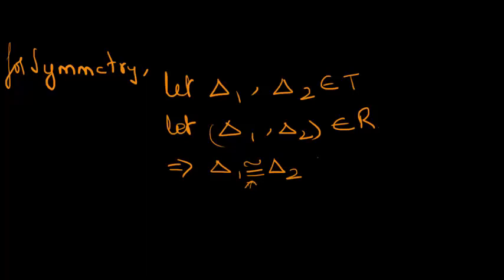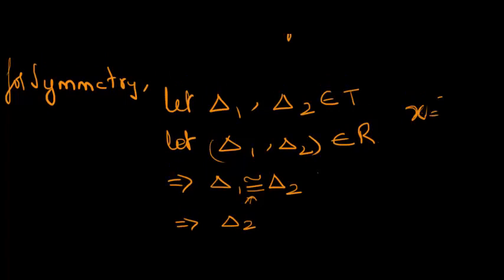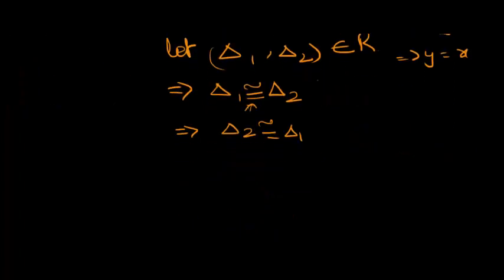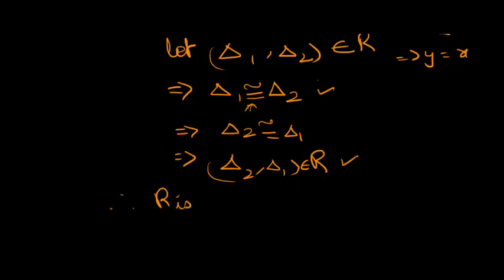If the first triangle is congruent to the second, or if the first triangle is equal to the second, then the second is equal to the first. Simply means that x is equal to y implies y is equal to x. So, triangle 2 is congruent to triangle 1, which implies that triangle 2, triangle 1 belongs to R. So I've now proved that keeping the condition triangle 1, triangle 2 true, triangle 2, triangle 1 is also true. Therefore, the relationship R is symmetric.